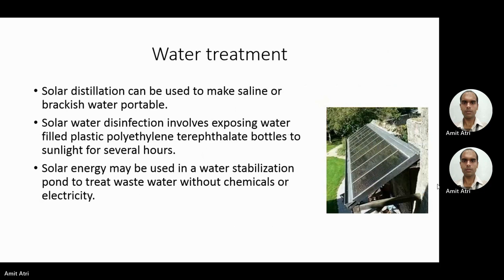Then the next application is water treatment. Solar distillation can be used to make saline or brackish water potable. How? Because solar water disinfection involves exposing water-filled plastic polyethylene terephthalate bottles to sunlight for several hours. Solar energy may be used in water stabilization ponds to treat wastewater without chemicals or electricity. Means we are not using energy by any other means. Sunlight, solar energy we are using for water stabilization ponds, so we are treating wastewater.